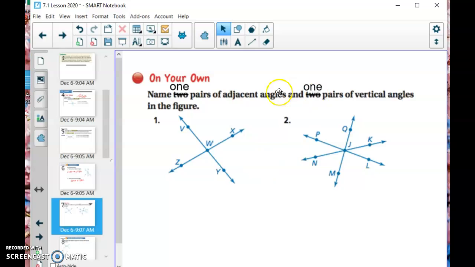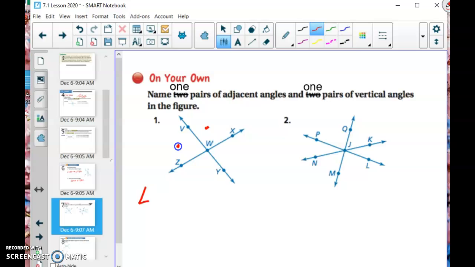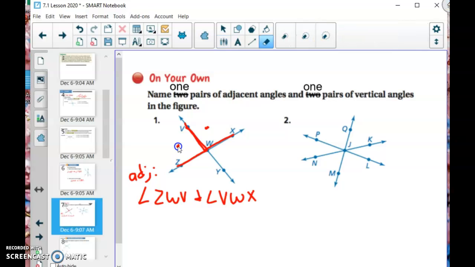Okay, there are lots of possibilities for these ones, so I'm just going to name one pair of adjacent angles that you could have chosen. I would say this one and this one would be adjacent angles. So I would say for adjacent angles, angle ZWB and angle VWX. Those would be adjacent to each other.